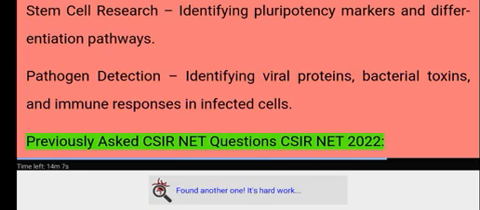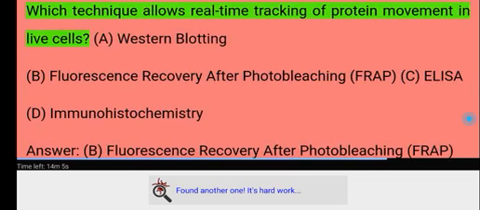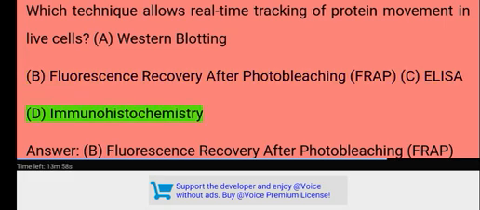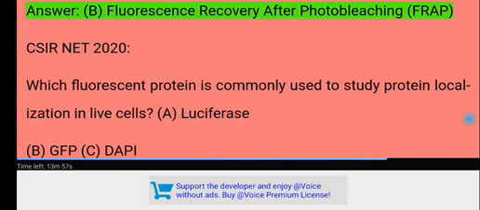Previously asked CSIR-NET question, CSIR-NET 2022. Which technique allows real-time tracking of protein movement in live cells? A. Western blotting. B. Fluorescence recovery after photobleaching, FRAP. C. ELISA. D. Immunohistochemistry. Answer, B. Fluorescence recovery after photobleaching, FRAP.